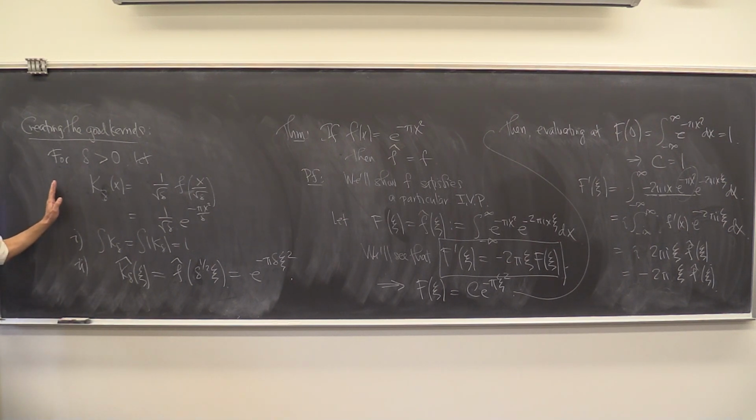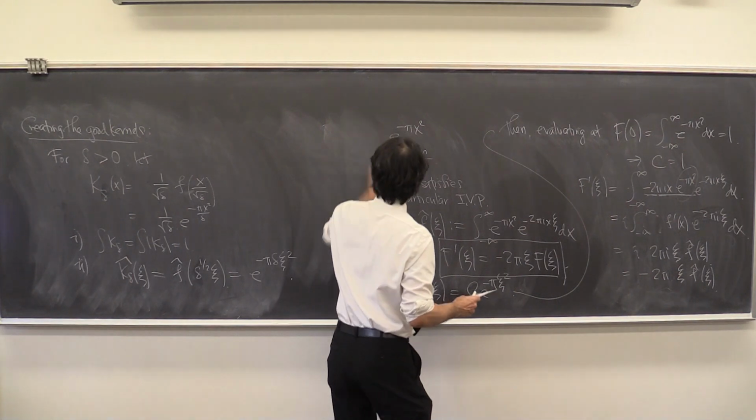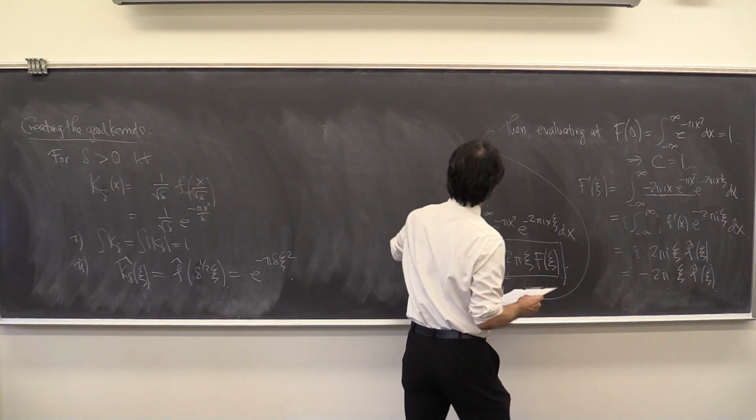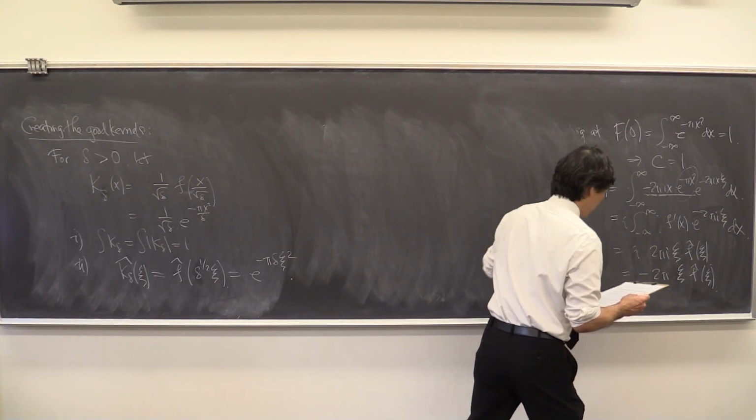Okay, is that all right? So we're just using those properties from last time: scaling turns into dilation by the reciprocal, and dilation by the reciprocal turns into scaling by the reciprocal.